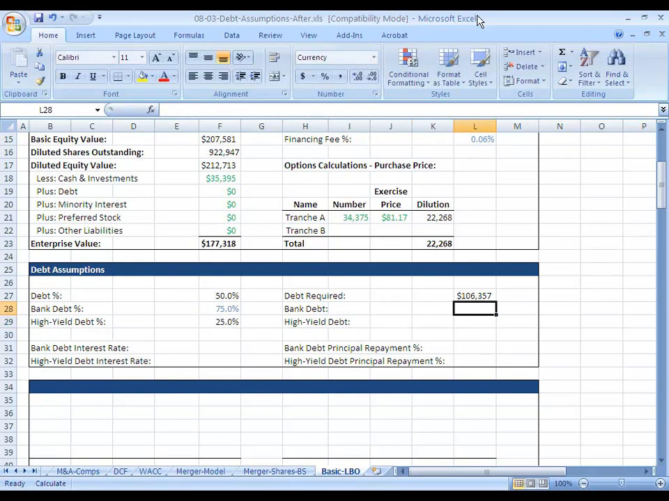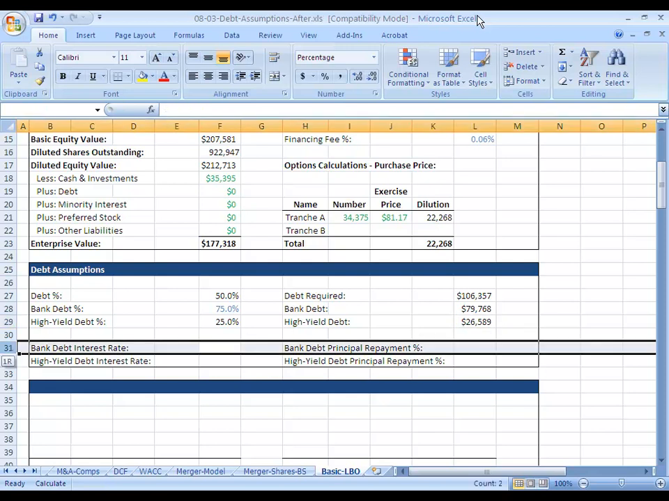Now in dollar terms, what does this actually correspond to? Well, we have 75% right here times the debt required. So you have 79 billion worth of bank debt. And then high yield debt, we have the 25% times the debt required. So we have 26 or 27 billion worth of high yield debt.